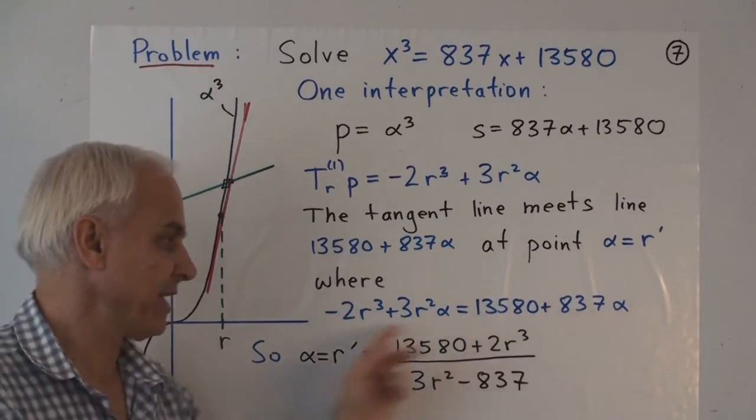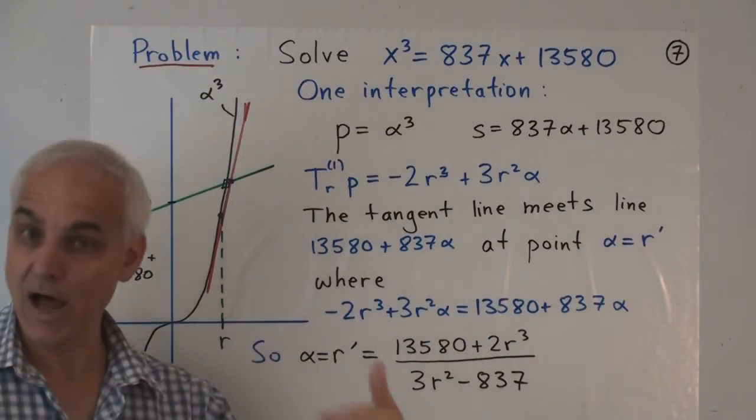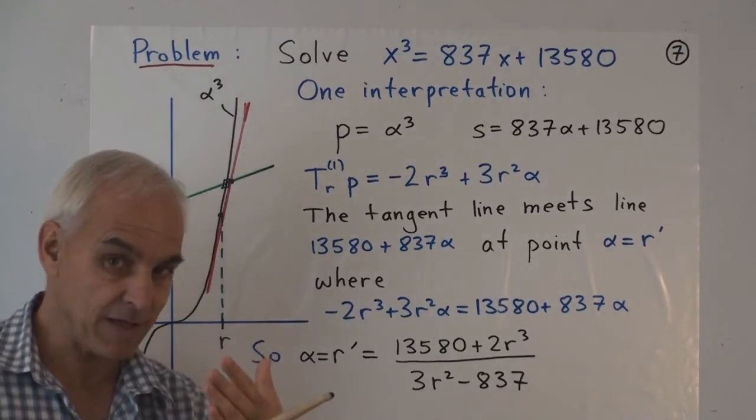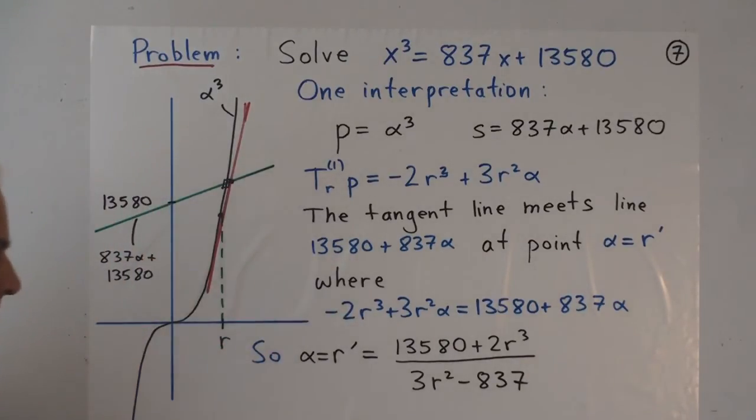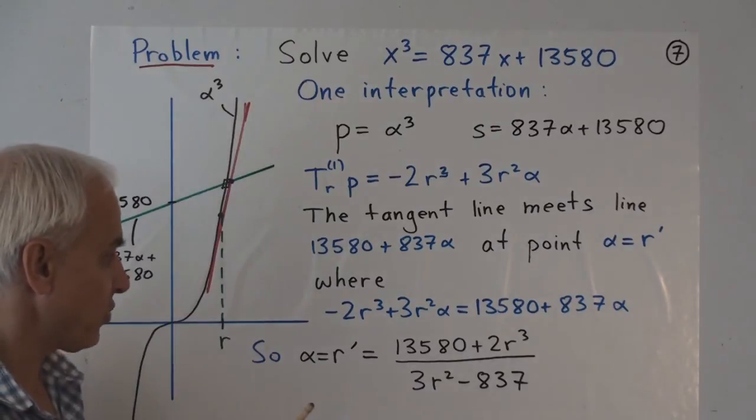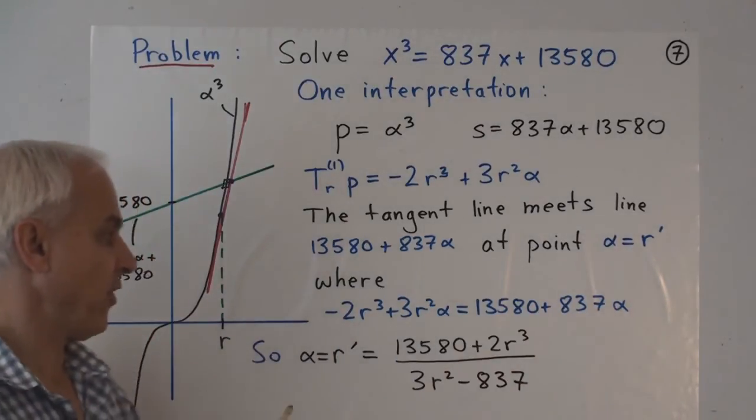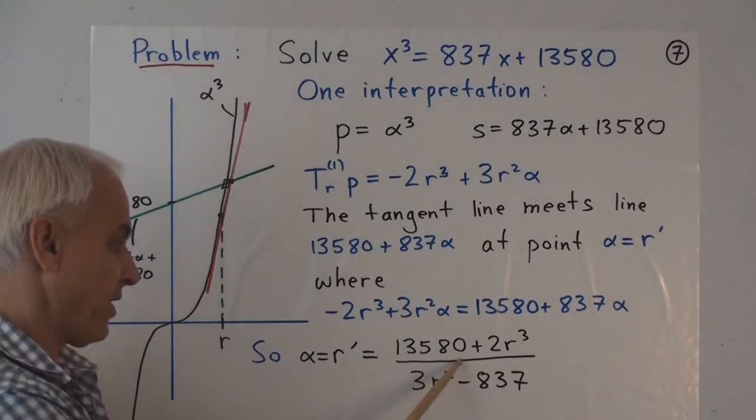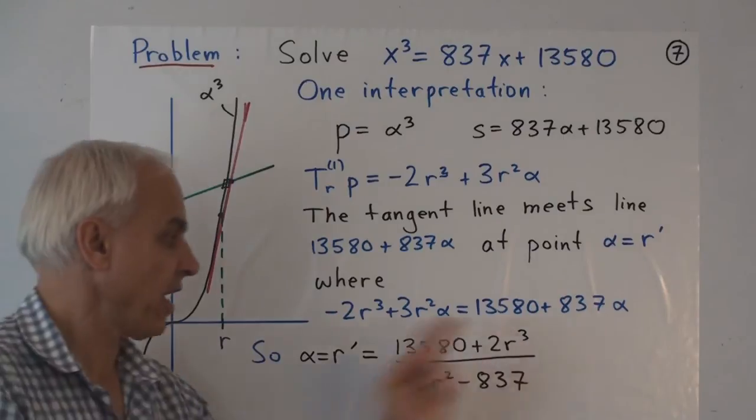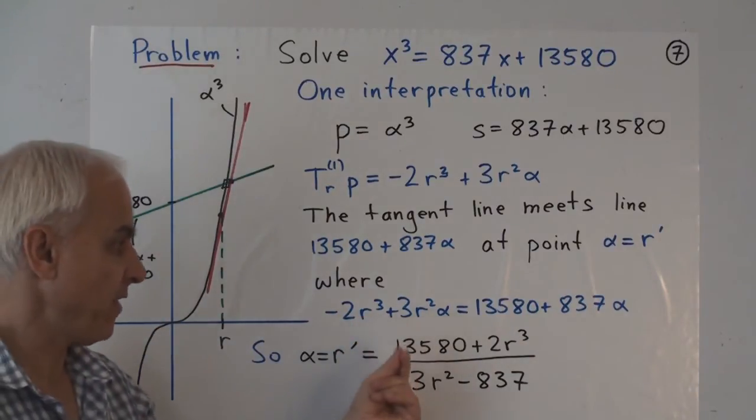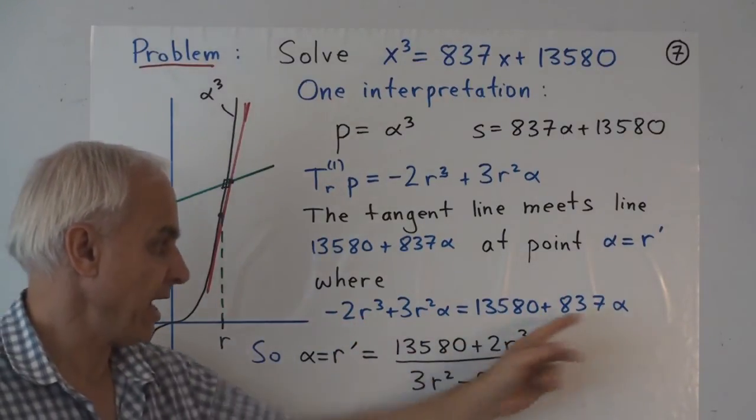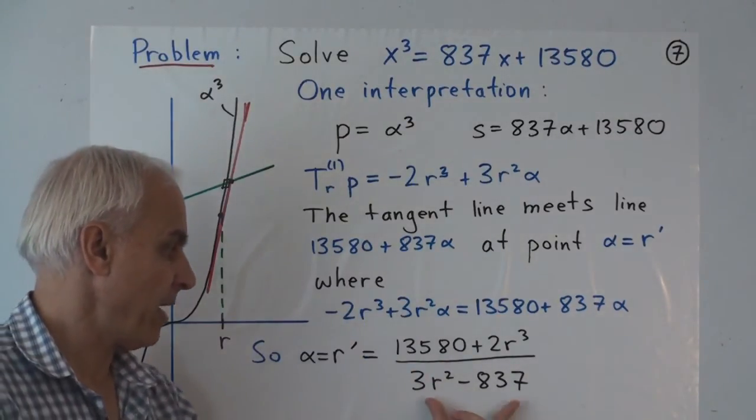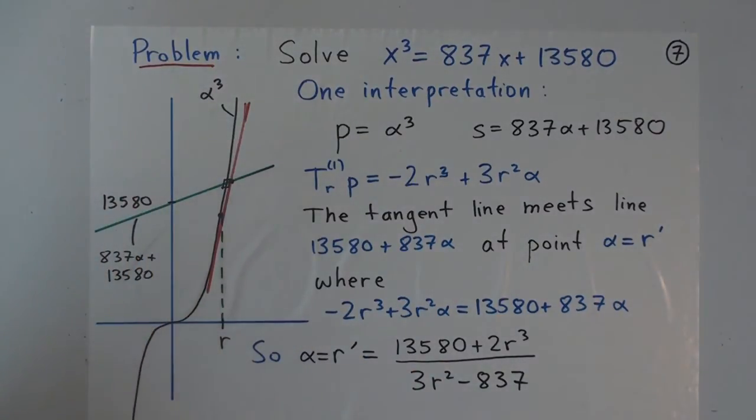Fortunately, alpha only appears linearly. That's because we have two lines. Intersection of two lines, it's always a linear equation. And we solve this in the obvious way. We get everything without alphas on one side, bring all the alphas to the other side. So we end up with 13,580 plus 2r cubed on this side. And then the coefficient of alpha was 3r squared minus 837. And when we divide by that, we get the formula for alpha. So this is a way of going from r to the next approximation. Let's call it r prime.